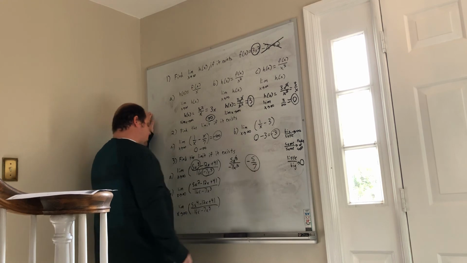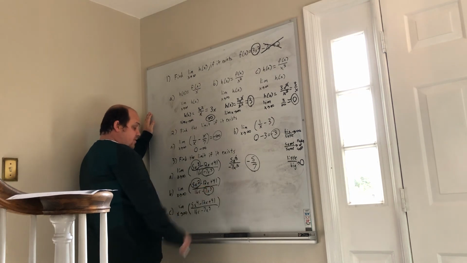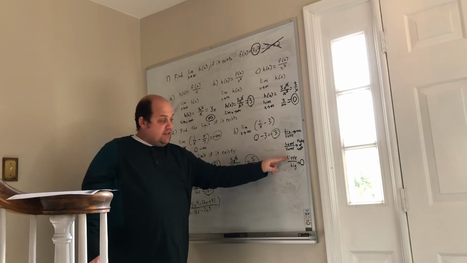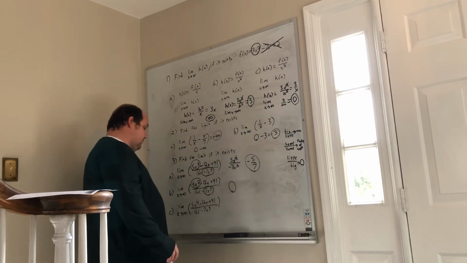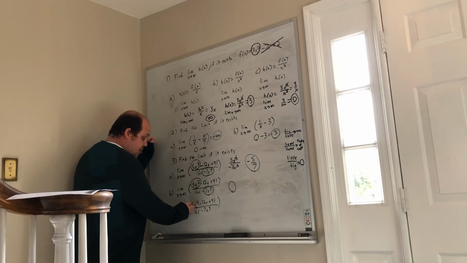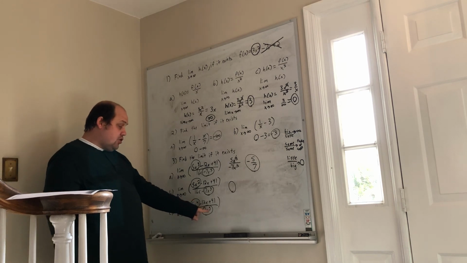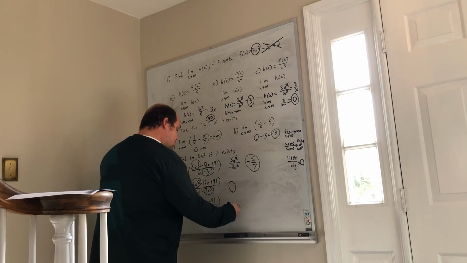For the second one, the largest power of x I see on top is the second power. Largest power I see on bottom is still the third power. This power is smaller than that power, so we have little over big. That's why this just becomes 0. Finally, when I look at the part C, 5x to the fourth, 7x to the third. Fourth is larger than third. We have big over little. That's why this goes towards infinity.